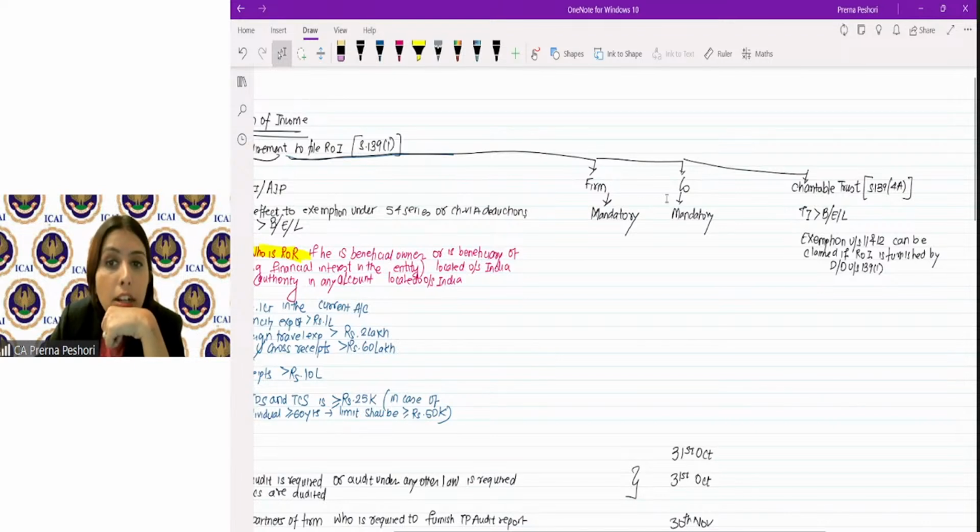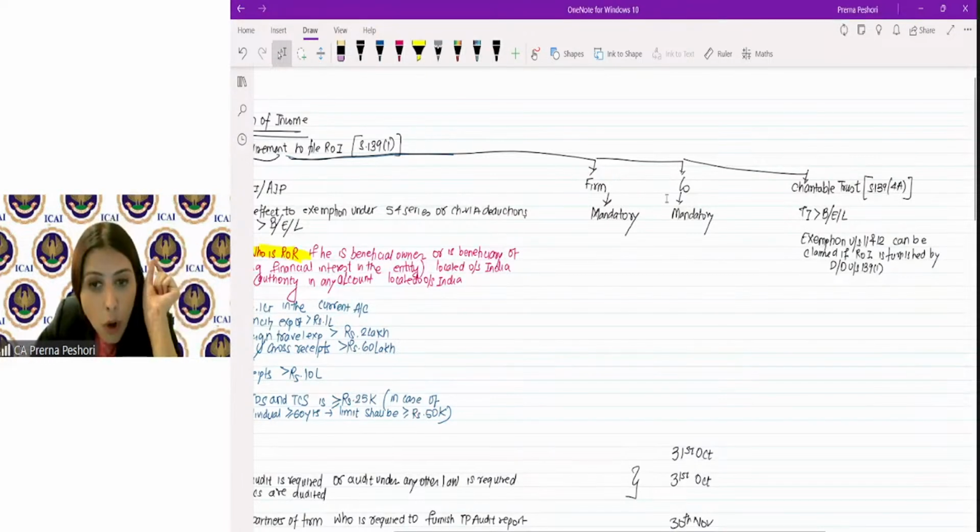So in these particular cases, if the audit needs to be done, then the due date will be 31st of October. If the audit is not required to be done, then in that particular case, the due date will be 31st of July. Are we clear? So there are different due dates which are applicable over here.